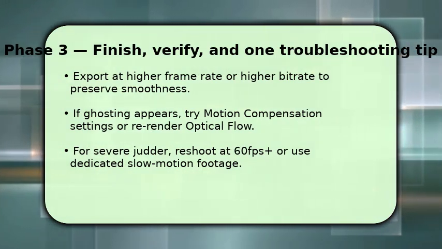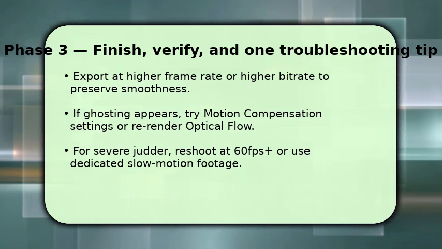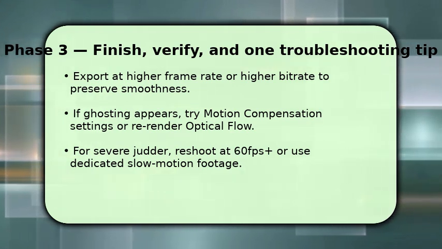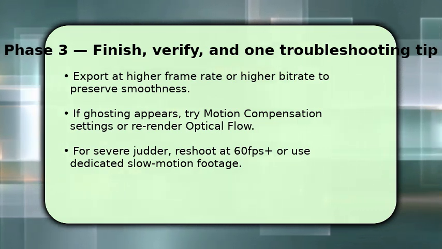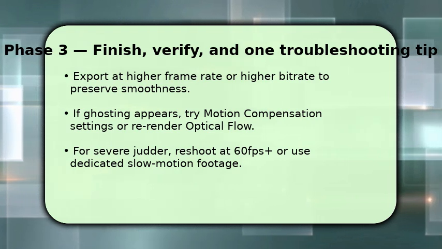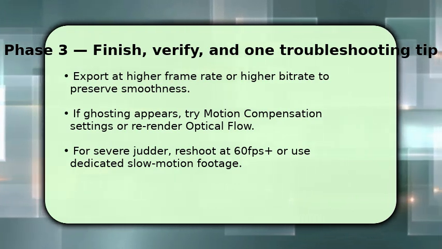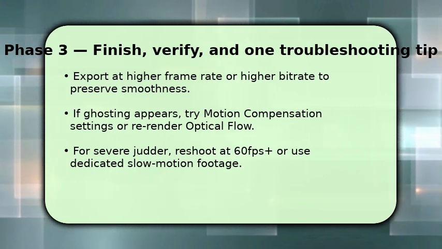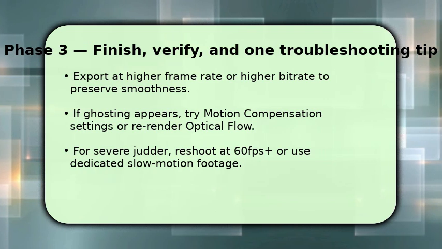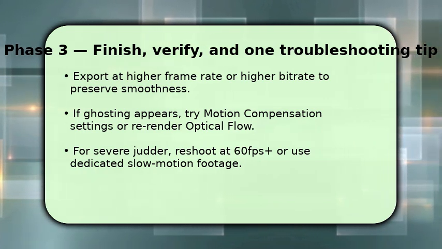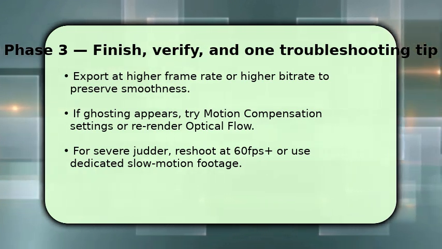If you see ghosting or weird artifacts, toggle motion compensation settings or re-render the optical flow. Sometimes a second pass fixes odd frames. Make sure to check playback in your target player, because some players drop frames. If judder persists despite fixes, the only reliable solution is reshooting at 60 FPS or higher, since software interpolation cannot fully replace native high frame rate footage.